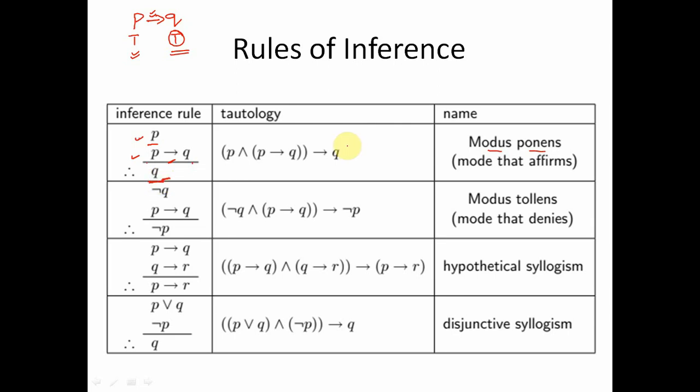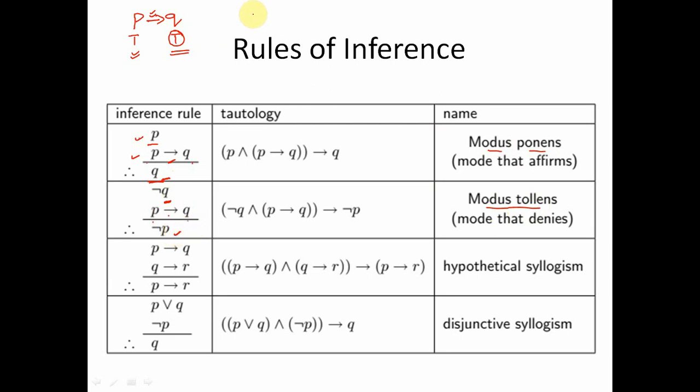Just let us list all the rules of inference. The second rule of inference is called the modus tollens, which says if Q is false, that means the negation of Q is true, and P implies Q is true, then P is also false.